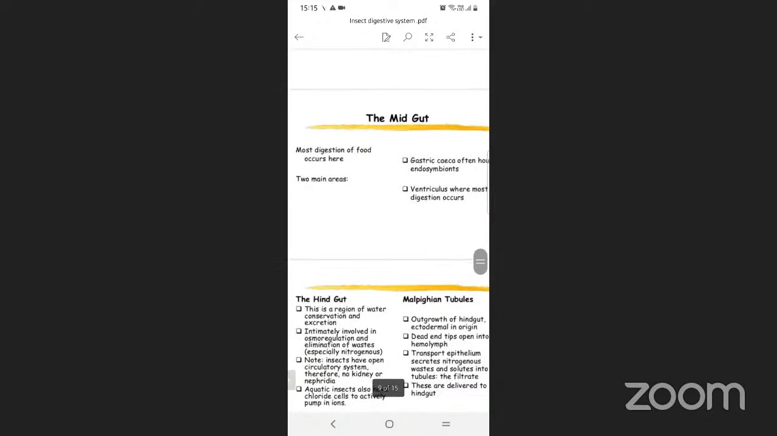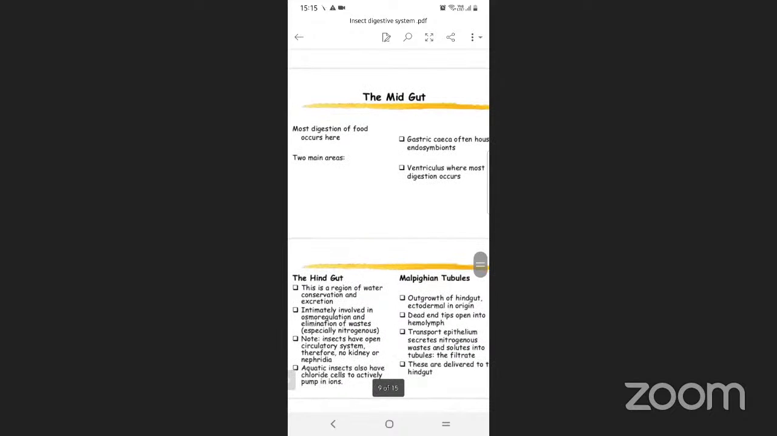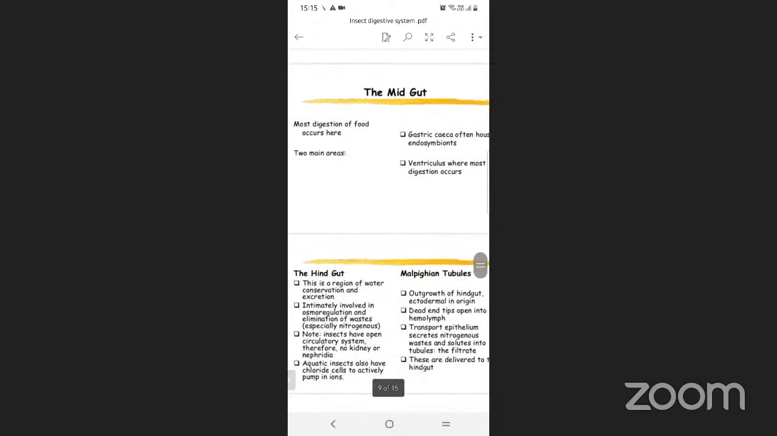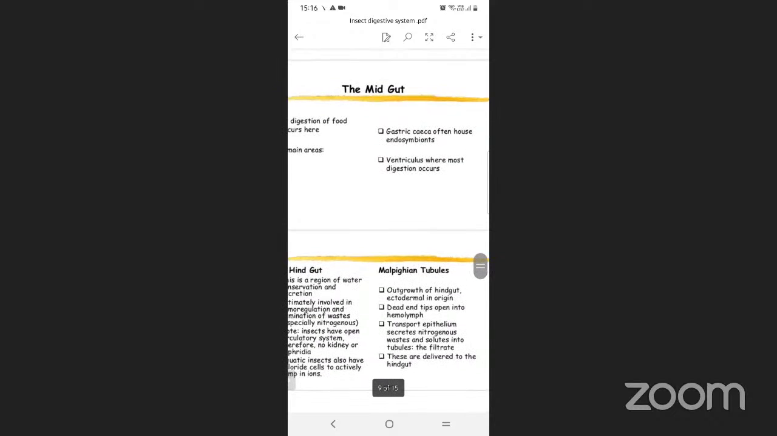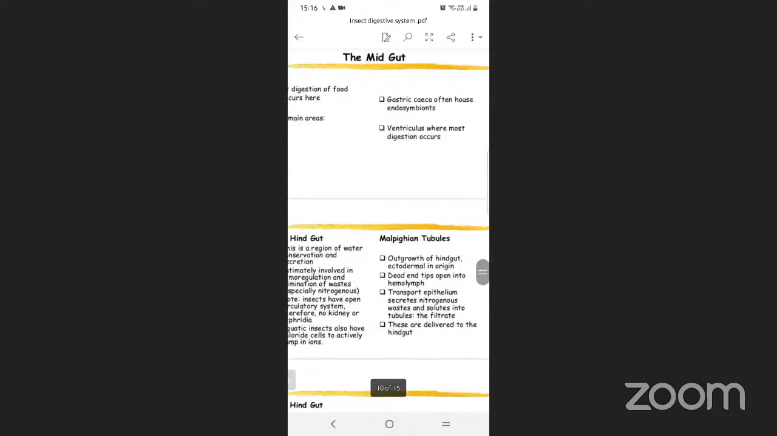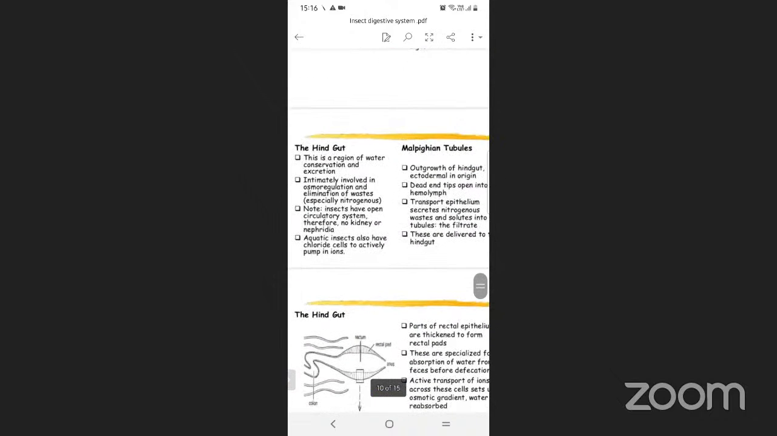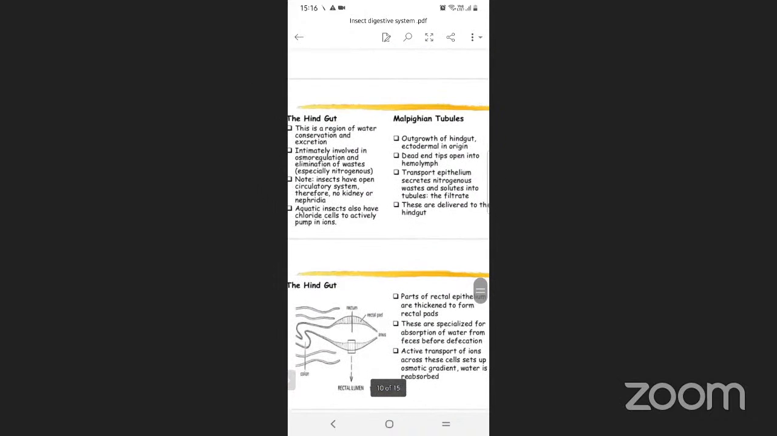Then the midgut region. In the midgut region, most of the digestion of the food occurs. Two main areas play an important role: the gastric caeca, which often house the endosymbionts, and the ventriculus, where most of the digestion occurs. Then the hindgut. This is a region of water conservation and excretion, intimately involved in osmoregulation and elimination of waste.